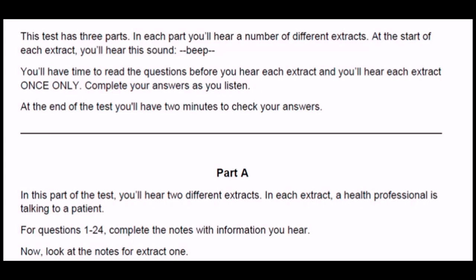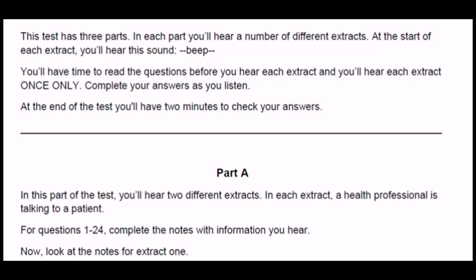The listening part of the Occupational English Test has three parts, and in each part you hear a number of different extracts. At the beginning of the test, you will hear a beep sound. You have time to read the questions before you hear the extracts. You will hear each extract once only. You have to complete your answers as you listen. At the end of each test, you will be given 2 minutes to check answers.